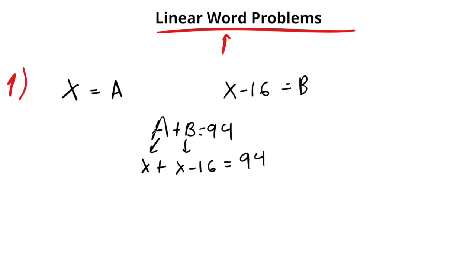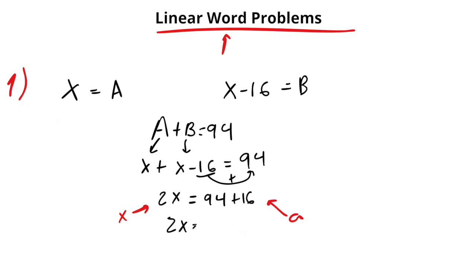x plus x is equal to 2x. What about the 16? The 16 has to pass to the other side to do the opposite, to add. 2x is equal to 94 plus 16. Perfect. Now what happens? After putting the common variables, which are x's, on one side, and the common constants on the other side, we know that 2x is equal to 110, right? 94 plus 16 is 110.